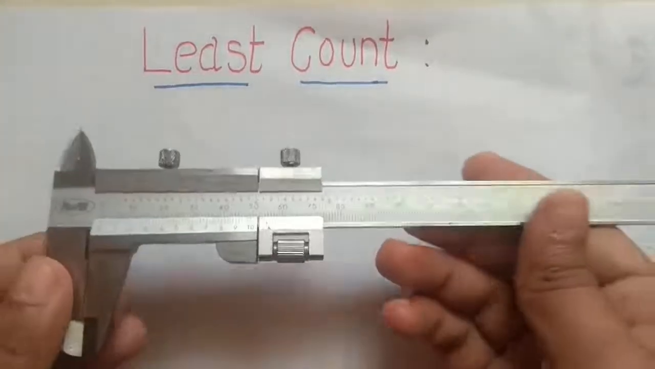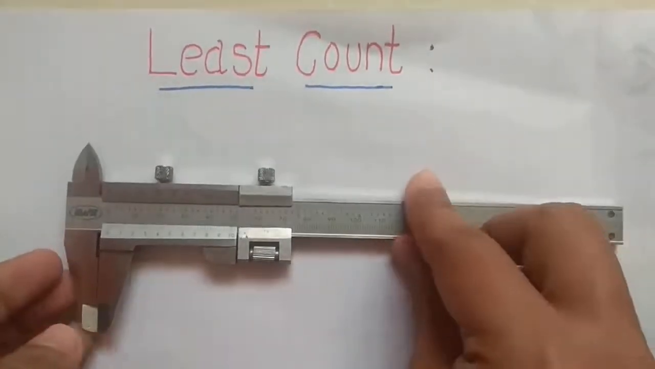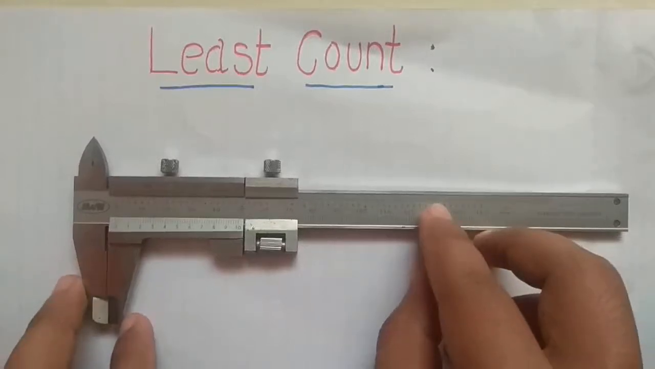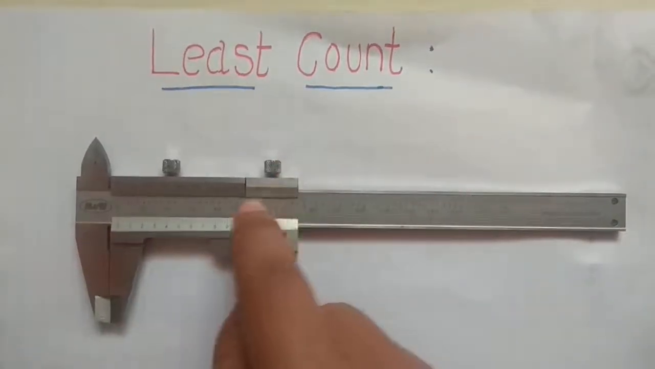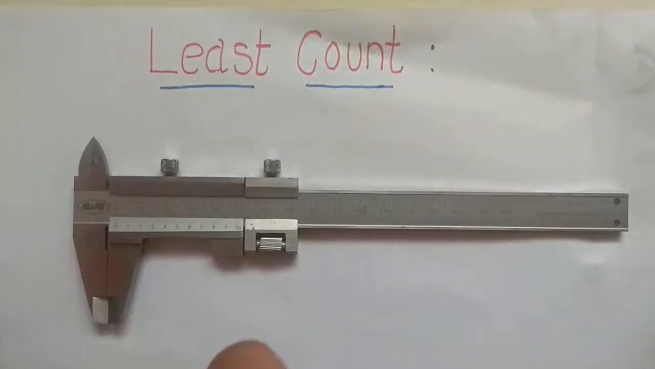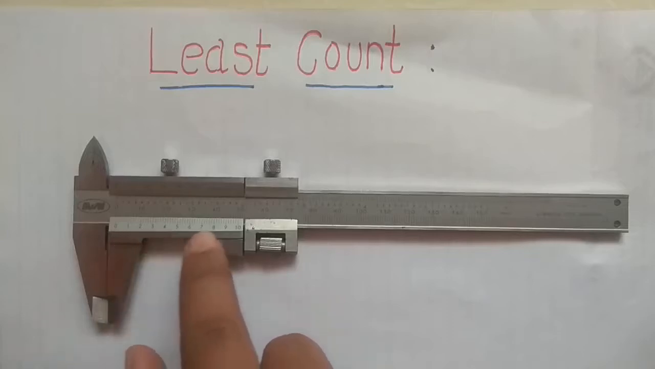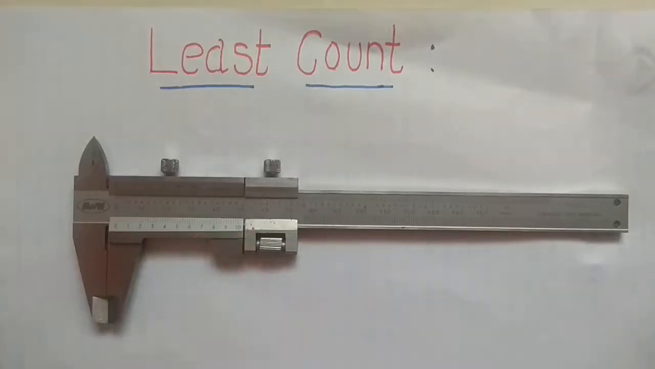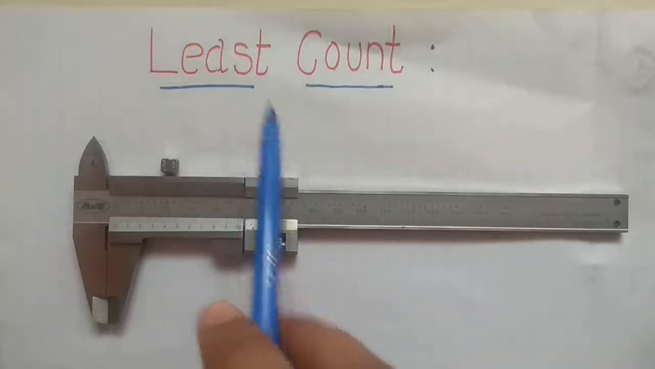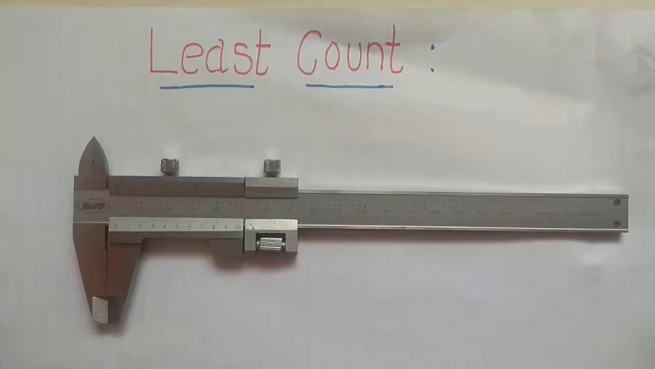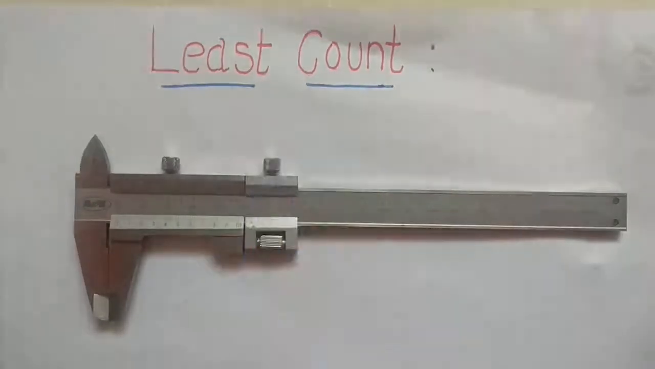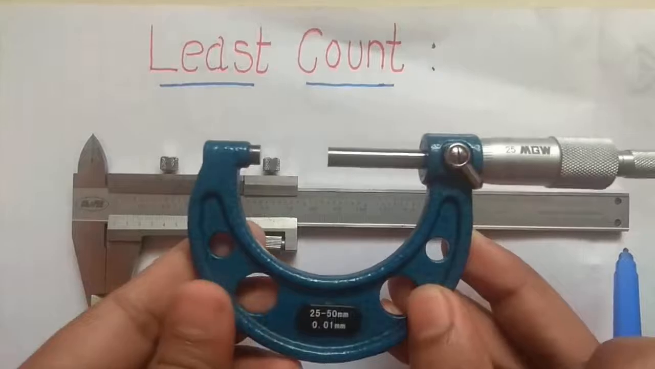Or the least count is also defined as the ratio of the value of one division on the main scale to the total number of divisions on the vernier scale. When we take the ratio of both quantities, we get the value of least count, and that value is different for every instrument. For vernier caliper it is different, for micrometer it is different.